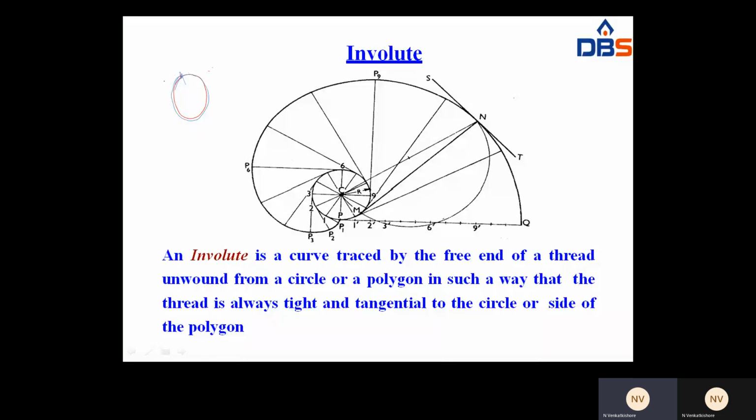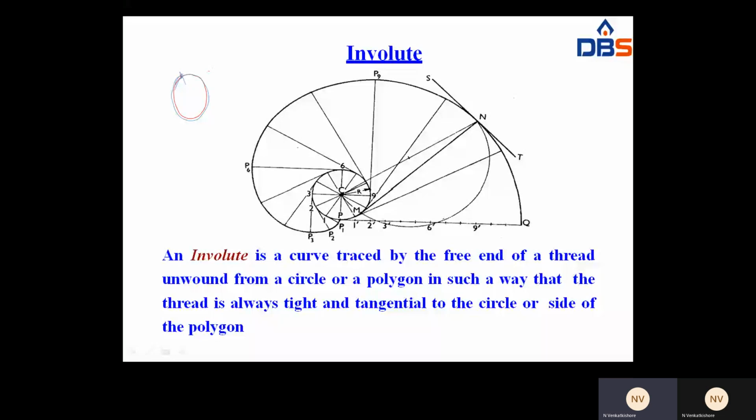The same method is applicable to the polygon. So an involute is a curve traced by a free end of a thread which is unwound from the circle or a polygon very tightly. So that is called an involute. Here, if you see, this is the involute of a circle.